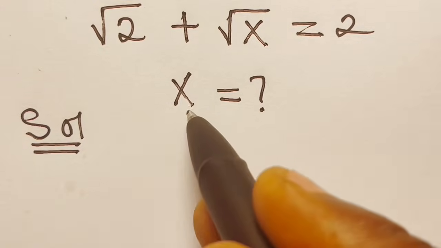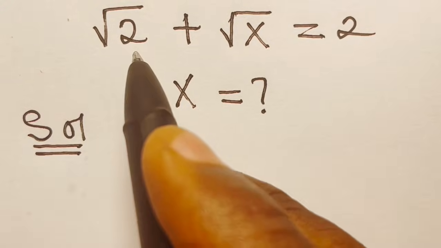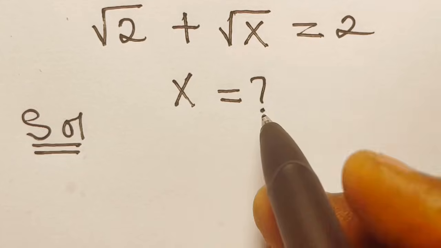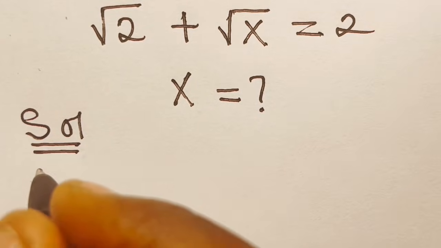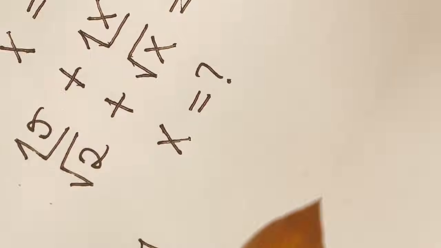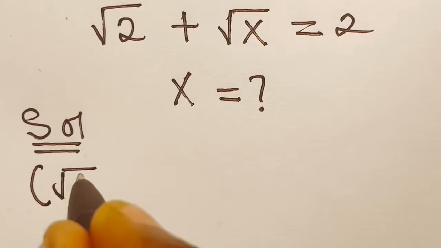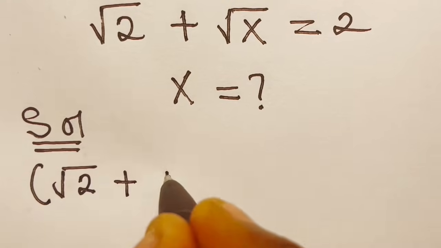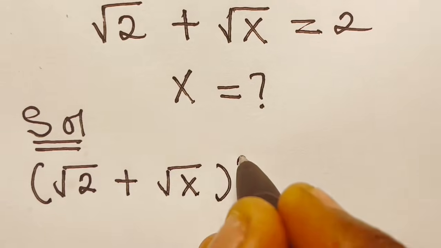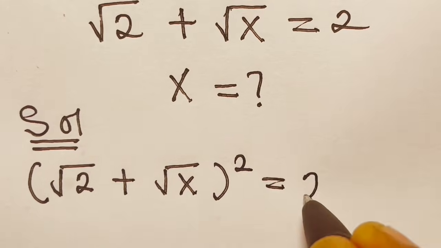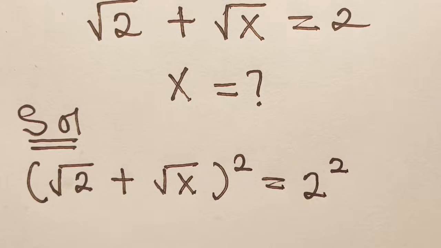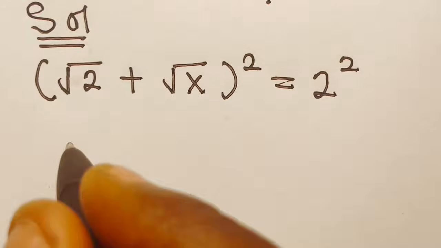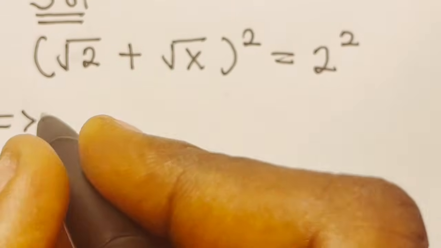Hi guys, we want to solve for x in square root of 2 plus square root of x equals 2. So we square both sides of this equation. So we have square root of 2 plus square root of x, squared, equals 2 squared.